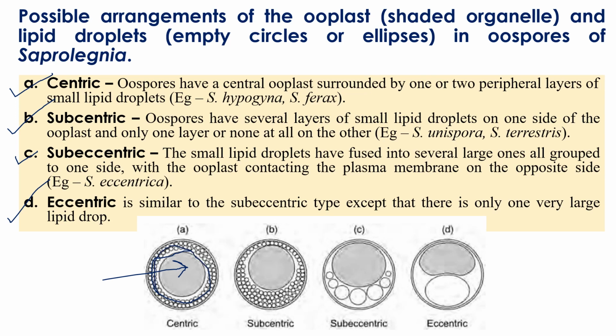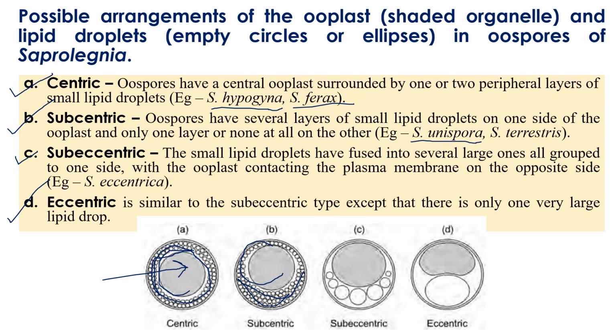I repeat once again, centric means in the center of the oospore there is a small oil globule like structure present, that is called ooplast. So the ooplast is present at the center, surrounded by small oil droplets, that is called centric. Examples are Saprolegnia hypogyna, Saprolegnia ferax. Subcentric means the ooplast lies at one corner, but the remaining corner is completely occupied by lipid droplets. That's why it's called subcentric. At one corner the ooplast is present, at another corner mostly the lipid droplets are present.